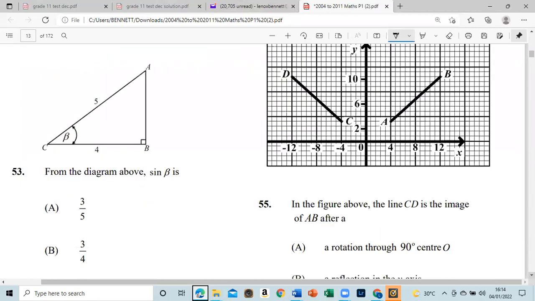From the diagram above, sin. So sin would be opposite. We're looking from this direction, right? So it's opposite over hypotenuse. We know that 5 squared minus that would give us 3. So that's 3 over 5, opposite over hypotenuse. That's an awesome question also.